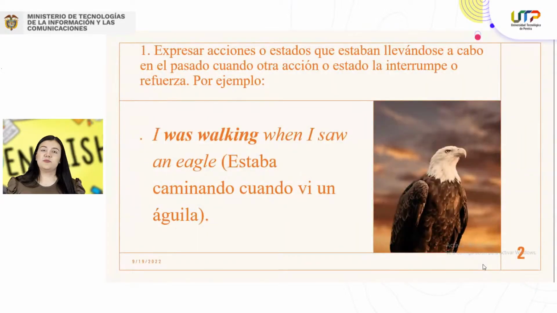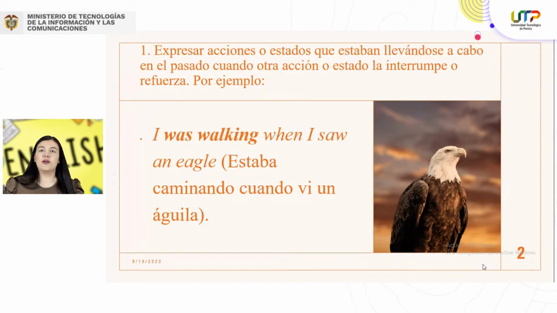Let me just start. Lo primero que debemos tener en cuenta, ¿sí? Al momento de usar el pasado continuo en inglés, como su nombre lo indica, miren que dice continuo, es decir, es algo que está sucediendo, una acción continua, que no ha terminado, sino que es lo que está sucediendo en el momento. ¿En dónde? En el pasado, ¿cierto? Estamos hablando del pasado. Entonces, lo primero que hay que tener en cuenta es que el pasado continuo se usa para expresar acciones o estados que estaban llevándose a cabo en el pasado. ¿Y qué sucede? Otra acción o otro estado interrumpe eso que estaba sucediendo.